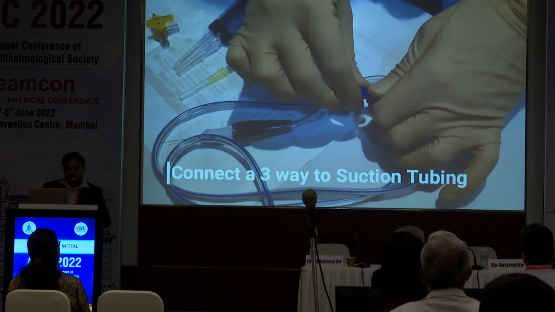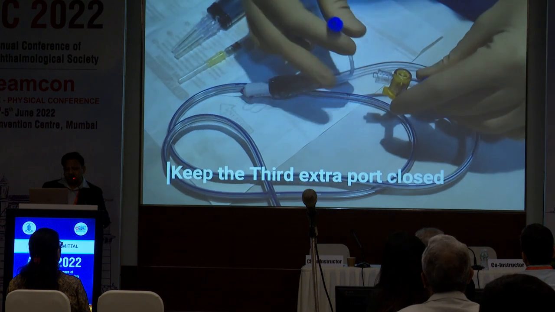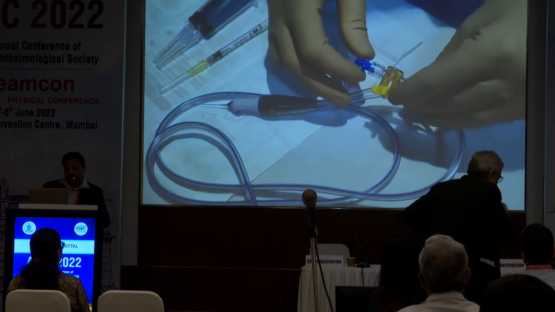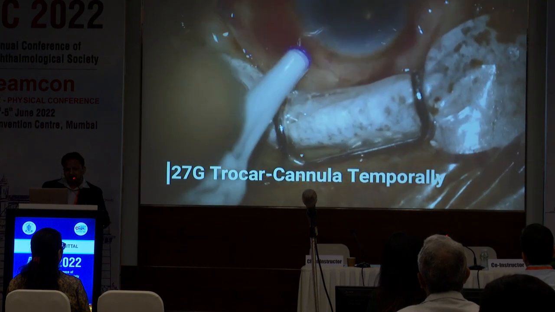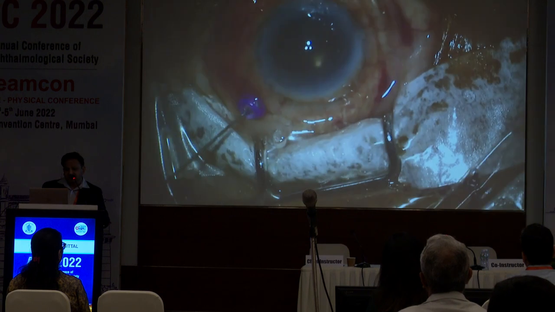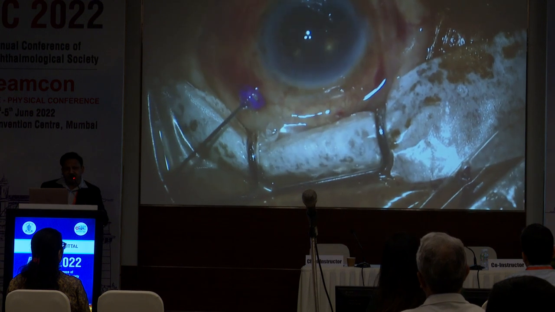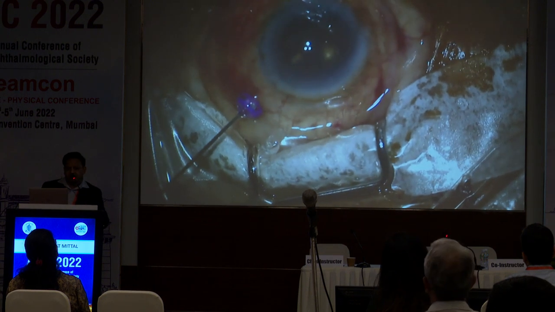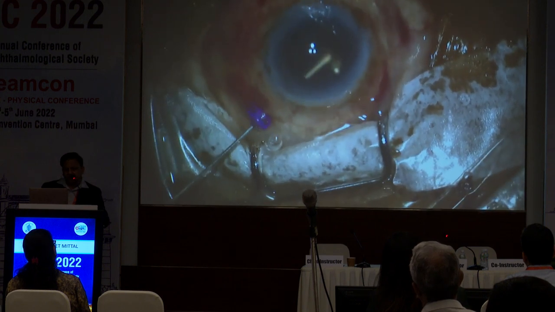Dr. Manisha had shown one using the syringe. In this, we attach a three-way stopcock and keep the third port closed. Then, even under topical anesthesia, we insert a 27-gauge trocar at 3 to 3.5 millimeters from the limbus, and cut and aspirate the vitreous till you get hypotony, or when the cornea starts dipping inside. That is the end point when you can stop.